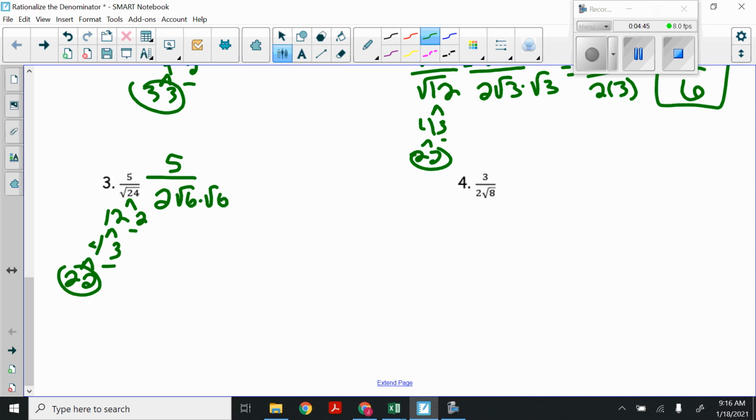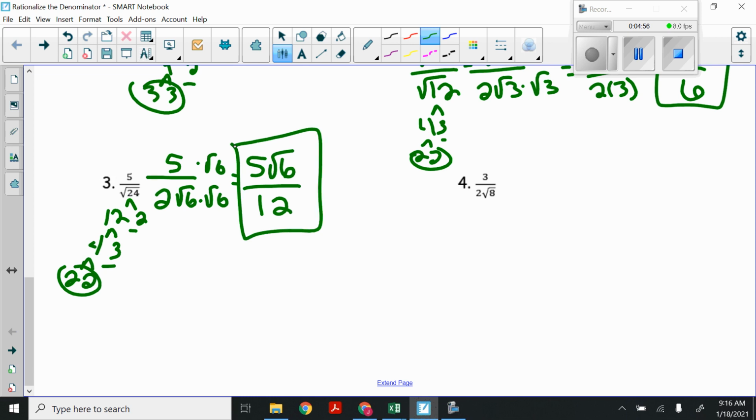Multiply top and bottom by the square root of 6. So on top, we have 5 square roots of 6 over, on the bottom, 2 times 6 is 12. 5 and 12, nothing in common, so there's our answer.